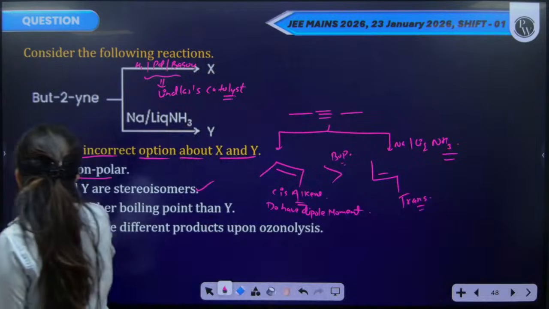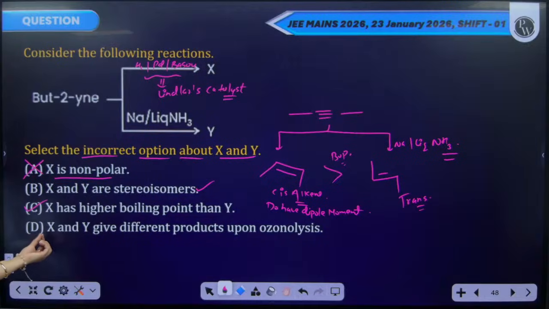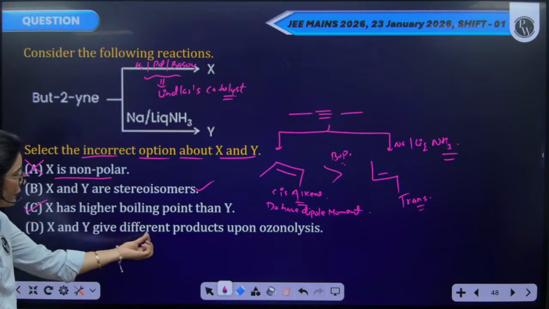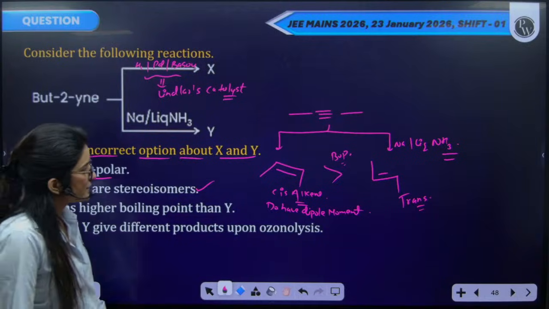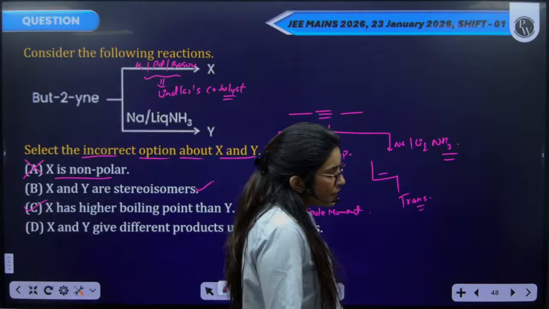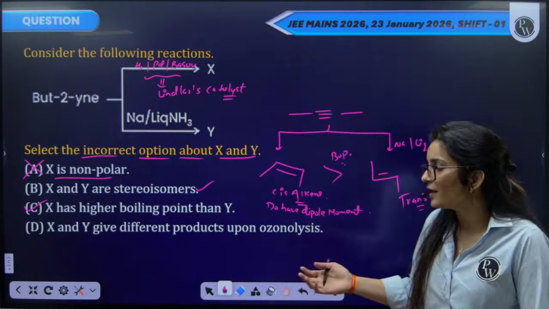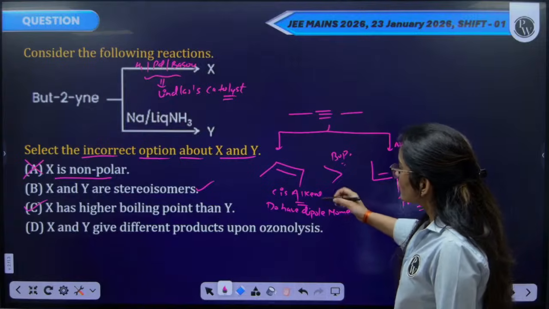So this option is also correct. Now let's talk about this one. X and Y will give different products upon ozonolysis, right? So ozonolysis is basically an oxidation process. Okay, so what do we do here?